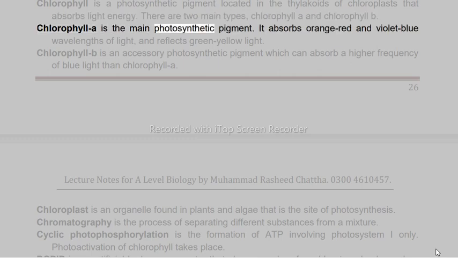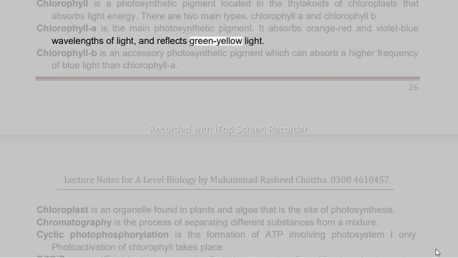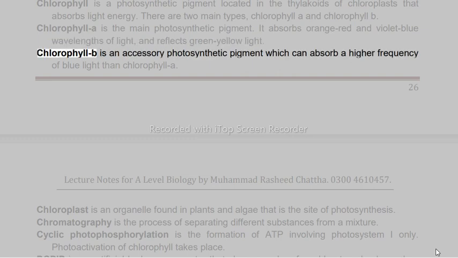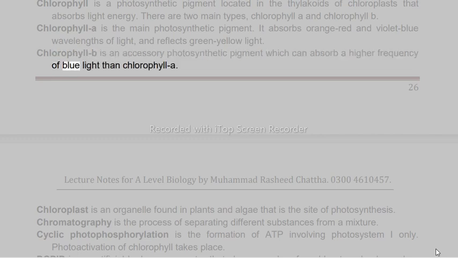Chlorophyll A is the main photosynthetic pigment. It absorbs orange, red, and violet-blue wavelengths of light and reflects green-yellow light. Chlorophyll B is an accessory pigment which can absorb a higher frequency of blue light than chlorophyll A.